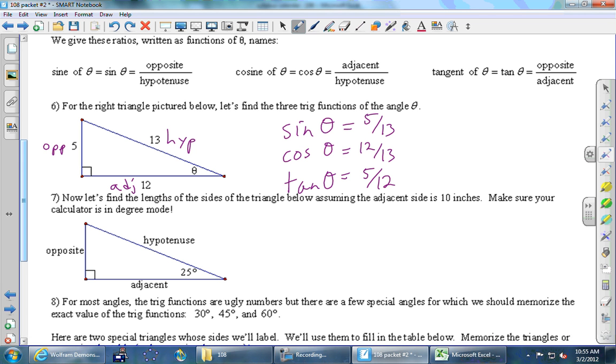Okay, any questions on the three ratios? 5/13, 12/13, and 5/12. Is that okay? So if you're looking at a picture of a right triangle, with these three definitions, it's just a matter of grabbing the correct sides and putting them in the right order. Okay, we'll try 7. We'll go back to Steve.